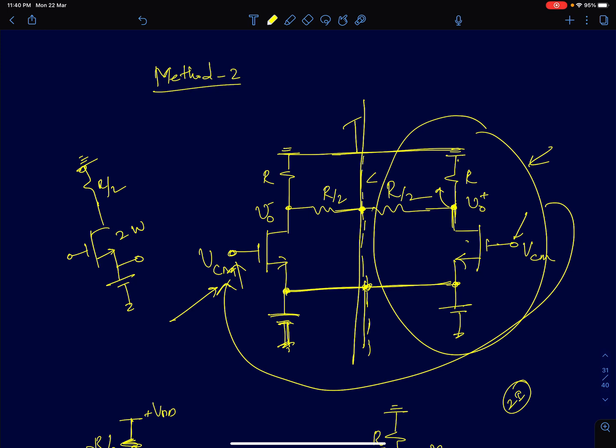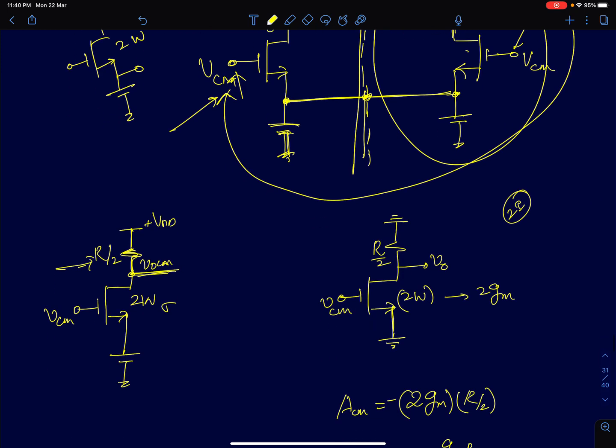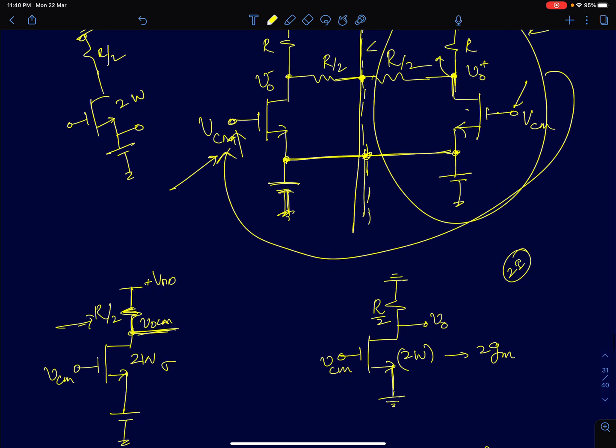You get the same circuit. When you do this folding and overlaying, you get the same circuit here. So the width becomes 2W, resistance becomes R by 2. In fact, I haven't shown what happens to this resistor, so which is, you have R by 2 here. When you fold it around this node, you get another R by 2 coming in parallel with this. So finally it becomes R by 4. So this becomes R by 4.